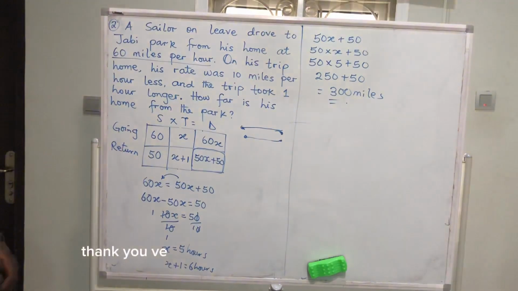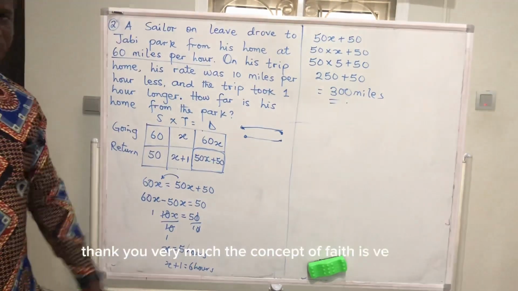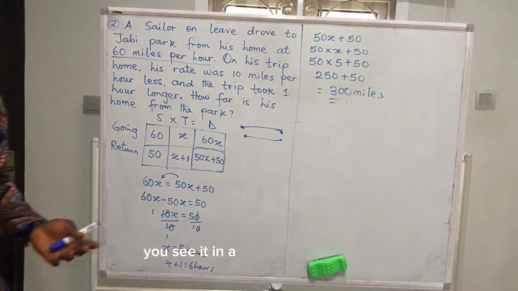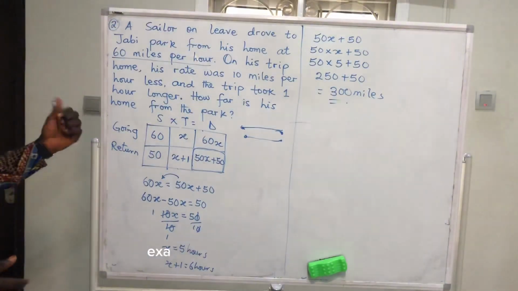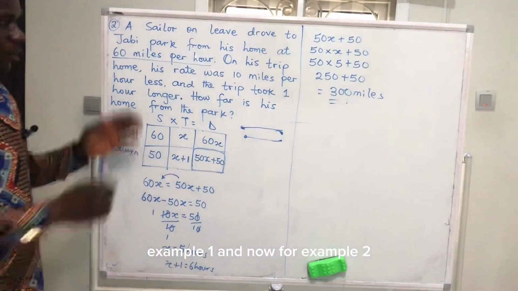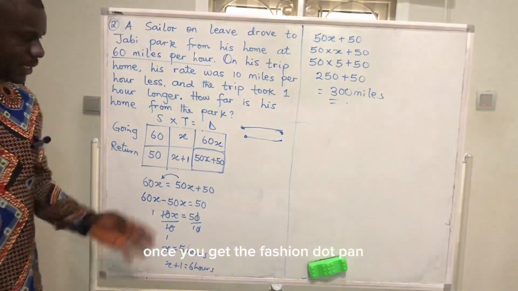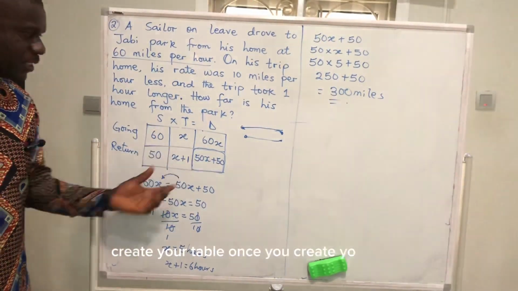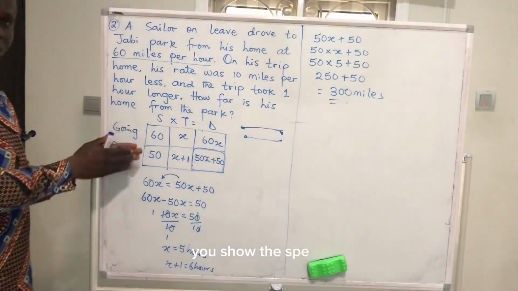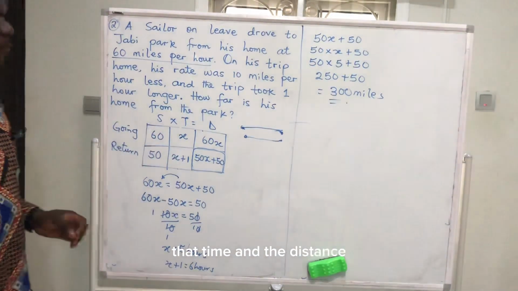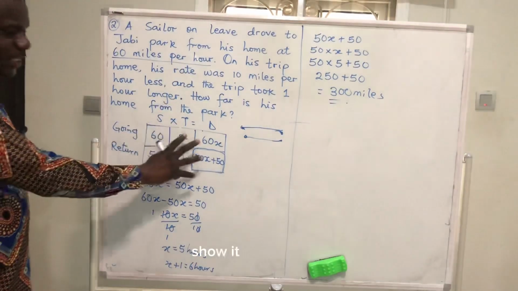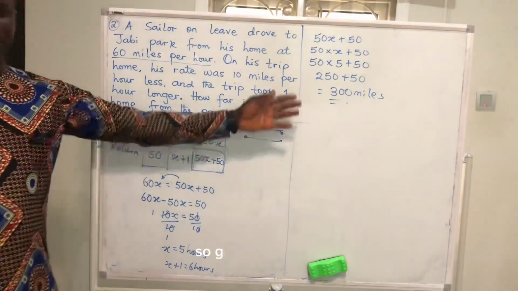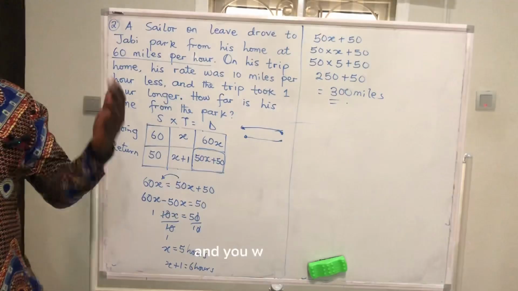All right, thank you very much. The concept of rate is very easy. You see it in any competitive exam. So all you need to do, like we did for example 1 and now in example 2, once you get the question, don't panic. Create your table. Once you create your table, you show the speed, the time, and the distance. Then just extract the necessary information from the question, show it in your table, solve, get your answer, and you will be fine.